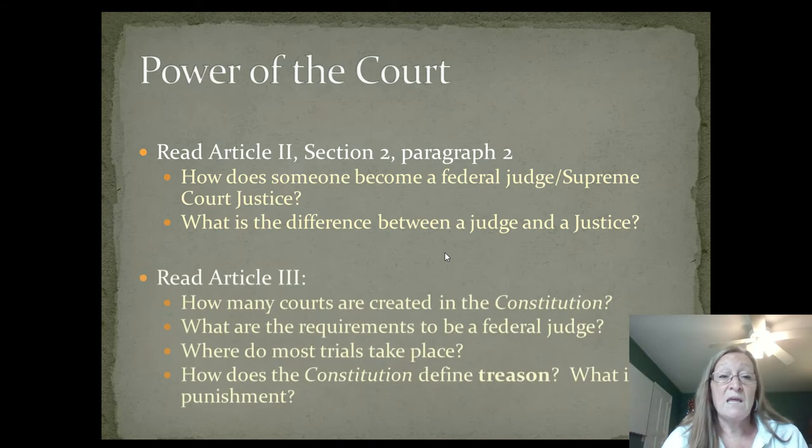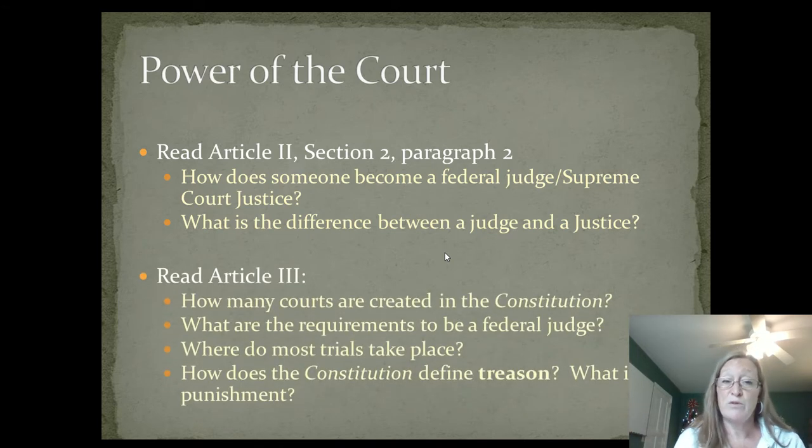Okay. Then Article 3 is the article that lays out the judicial branch. A couple of key, easy things. There is one court created in the Constitution. That is the federal Supreme Court. Other than that, the Constitution doesn't lay out any rules or regulations for courts. All of that comes from Congress through legislation. So the courts are not created in the Constitution. They're created in legislation through Congress.